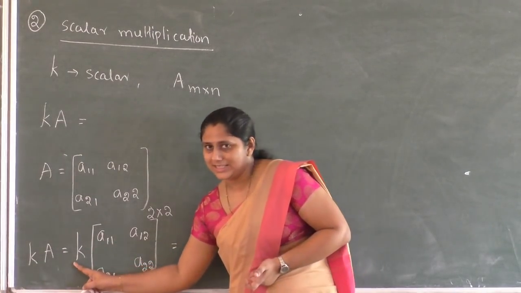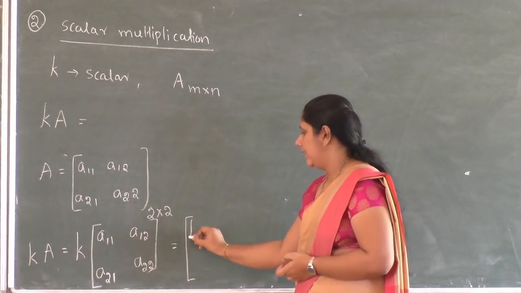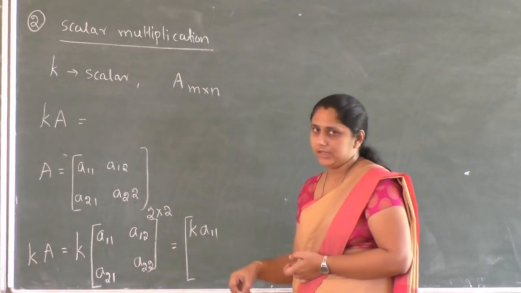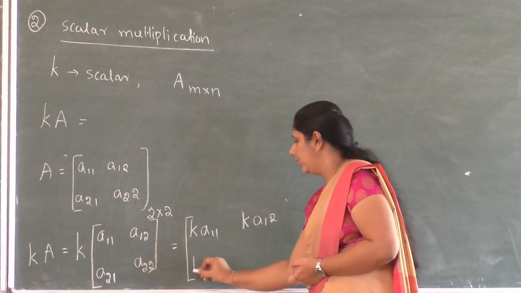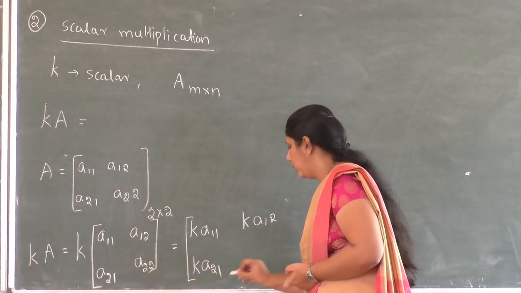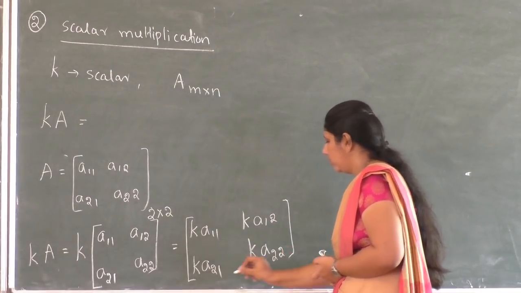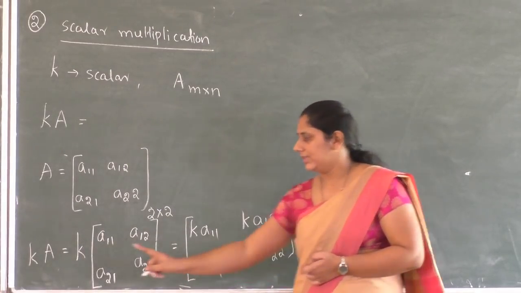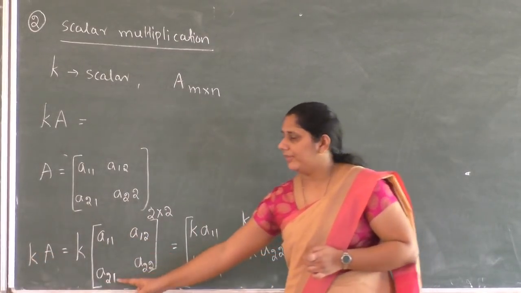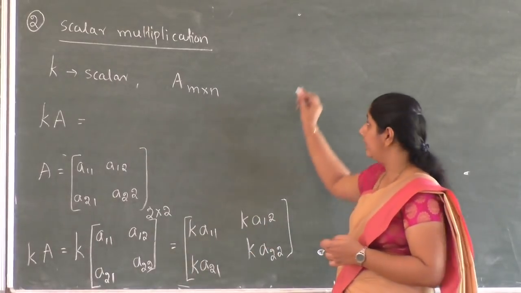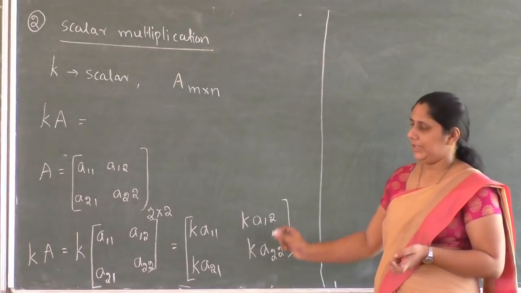So we have to multiply this K to each element. That is, the resultant matrix is K into A11, K into A12, K into A21 and K into A22. So this is the resultant matrix KA. Here you have to multiply K to each and every element of A. So this is regarding the second operation, that is scalar multiplication.